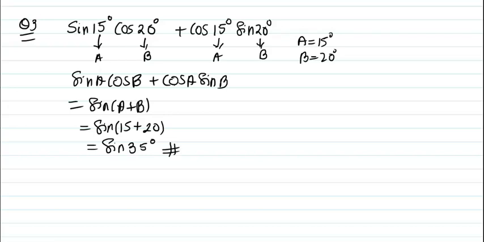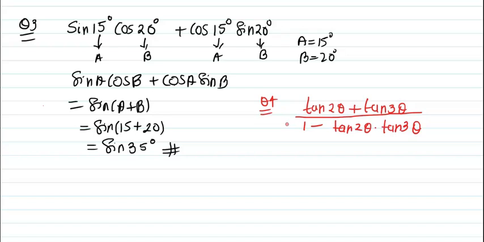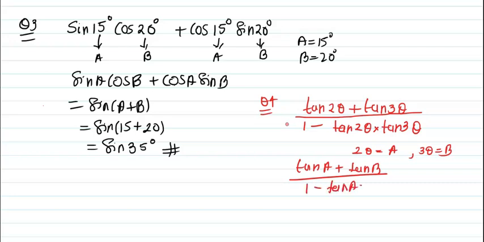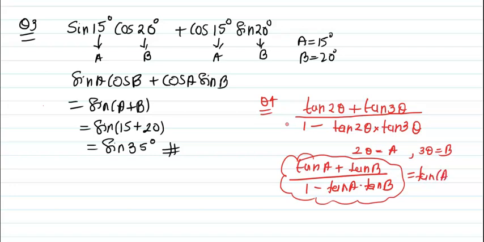Okay, so this is question number 4. Tan 2 theta plus tan 3 theta over 1 minus tan 2 theta times tan 3 theta. Whenever we are putting a dot, it means there is a times sign. Here also you need to express it as a single tan function. So suppose 2 theta is A and 3 theta is B. So this is the formula of tan A plus tan B over 1 minus tan A times tan B, right? And this is the tan A plus B formula. Is that okay?